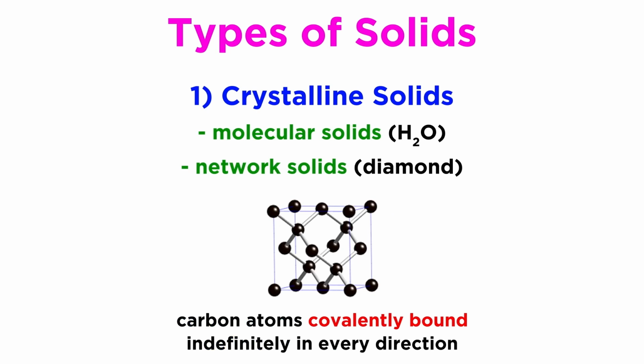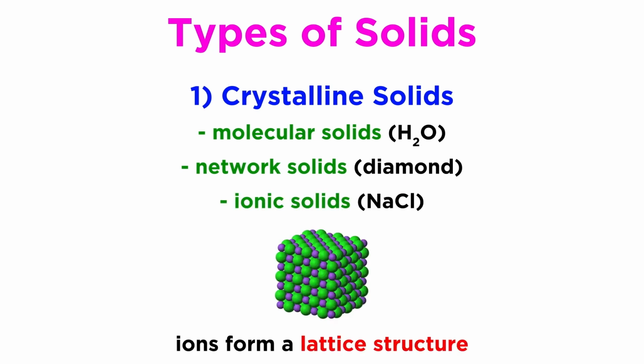Then with network solids, that would involve covalent bonding throughout the solid. So when carbon forms a diamond, that would be a network solid because covalent bonds connect every single carbon atom in the sample. Ionic solids involve ions that form a particular lattice so as to maximize electrostatic interaction between formally charged particles. This would be something like sodium chloride with positively charged sodium ions and negatively charged chloride ions in a grid.